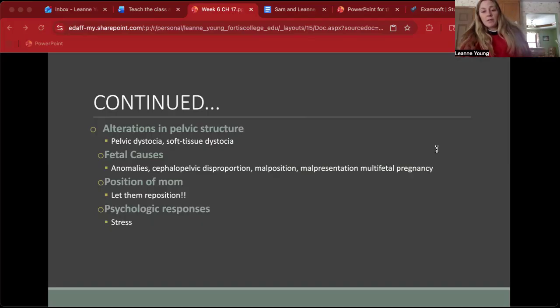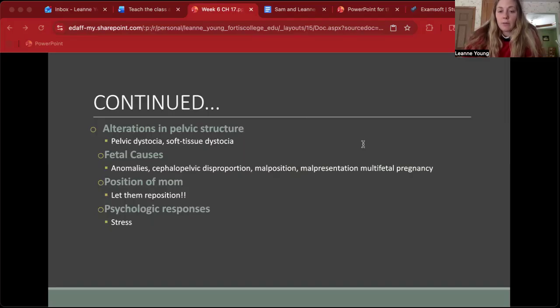The most common is persistent occipito-posterior position, so that OP, occipito posterior, OP presentation. This is present in 20% of labor. In this position, second stage of labor is prolonged. The mom is going to have back pain, a really weird contraction pattern, and that's something that can slow down or cause labor dystocia. Malpresentation or a multifetal pregnancy.